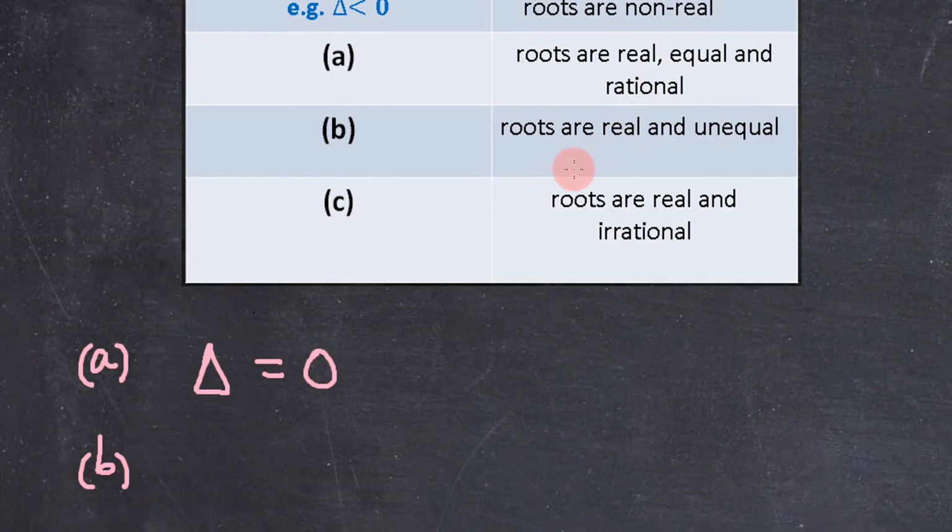Then in B, the roots are real and unequal. Once again, we know that if the roots are real, delta must be greater than or equal to 0. Because the roots are unequal though, we know that delta must be strictly greater than 0. You should note that in this case, we are not told whether the roots are rational or irrational, so we don't know whether delta is going to be a perfect square or not.